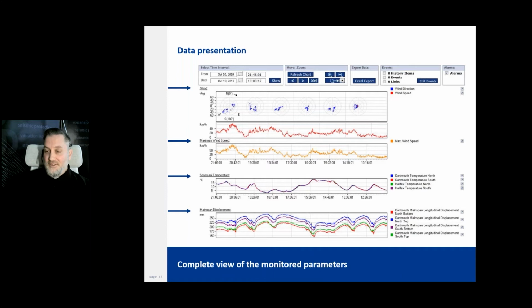In more pages of the user interface, maybe something like this. This is a clearly more detailed view, and what we're looking at is 1 week of data. Top to bottom, we have wind direction and speed, then the structural temperature at several locations on the structure, as well as the main span displacement, also at several locations on the structure.